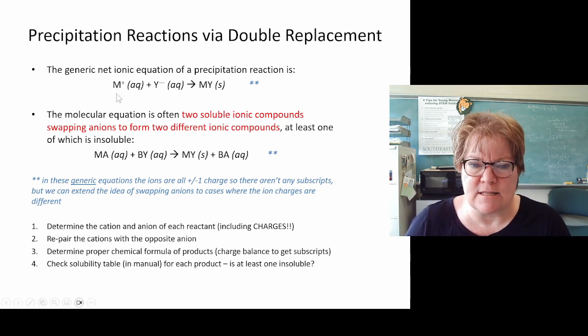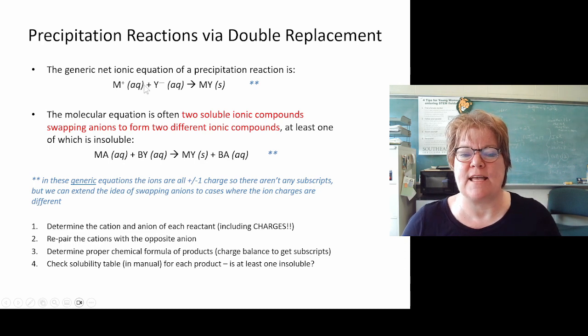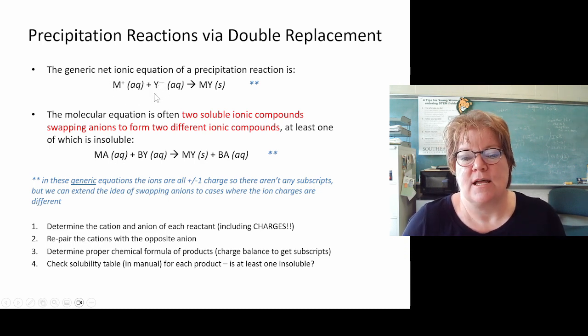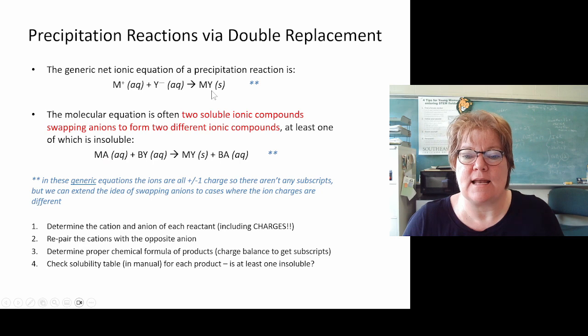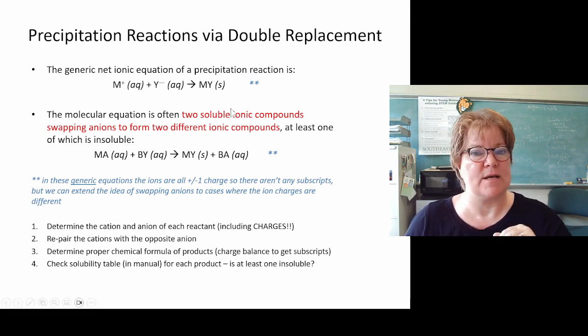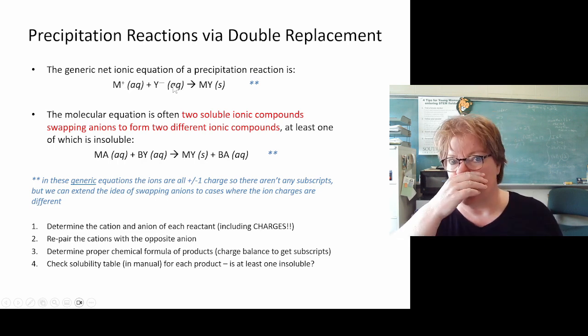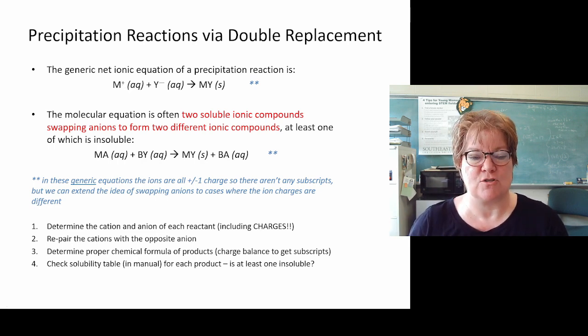So the general net ionic equation is I find a cation in solution, or an anion in solution, and I add a reagent that has Y minus, so that these two precipitate, and I make a precipitate. Again, this is generic. I'm not showing any subscripts because these are +1 and -1, so it goes off easy, but you have to be careful about charge balance.